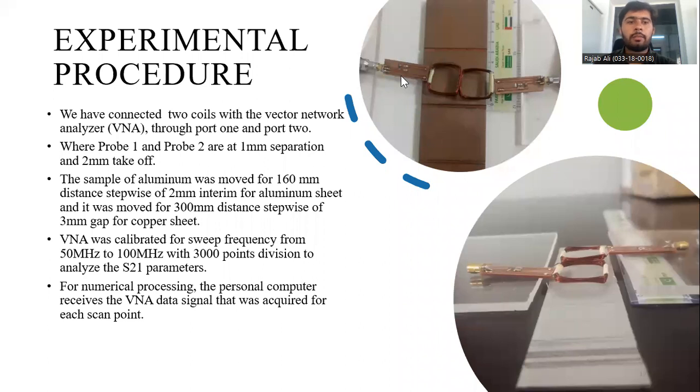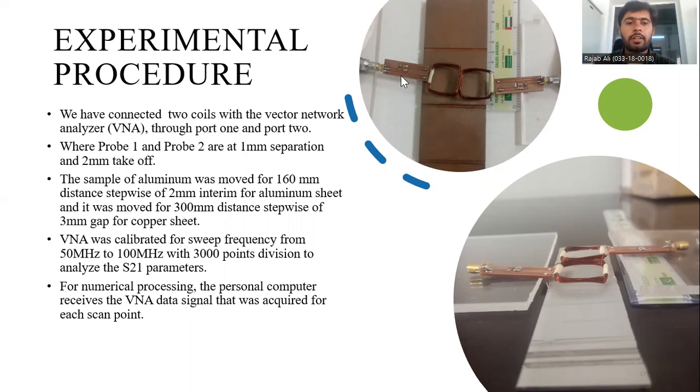We start our experimental procedure with these two coils, these two probes. We have connected these two coils with the vector network analyzer machine through port 1 and port 2, where probe 1 and probe 2 are at 1 millimeter separation from each other and 2 millimeter liftoff from our metallic sheets. The aluminum sample was moved for 160 millimeter distance in steps of 2 millimeter, and the copper sheet was moved for 300 millimeter distance in steps of 3 millimeter.